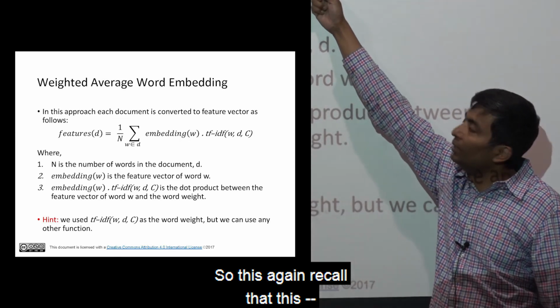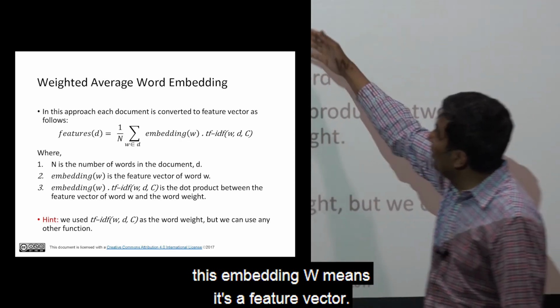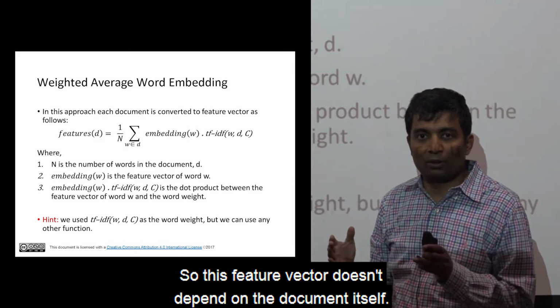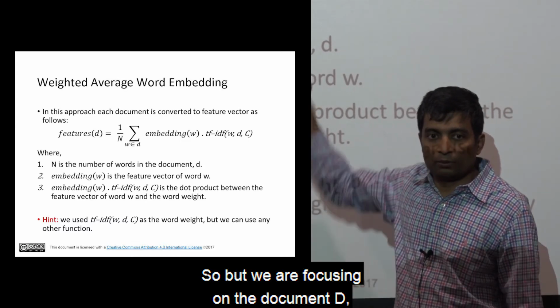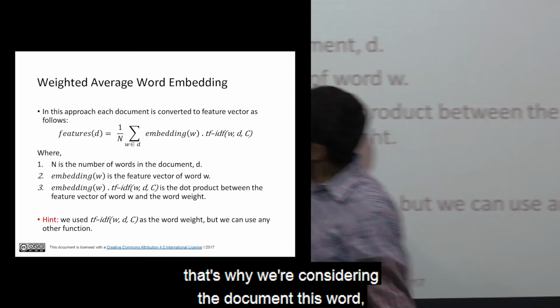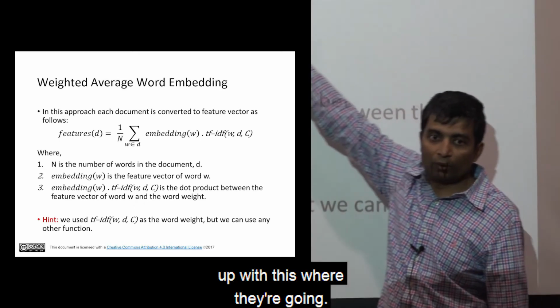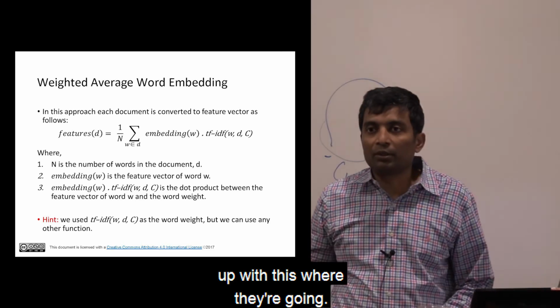So again, recall that this embedding W is a feature vector. This feature vector doesn't depend on the document itself. It is independent of the document. But we are focusing on the document D. That's why we are considering the document D's words and then the weights. That way we will come up with this weighted one. So do you have any question for this?